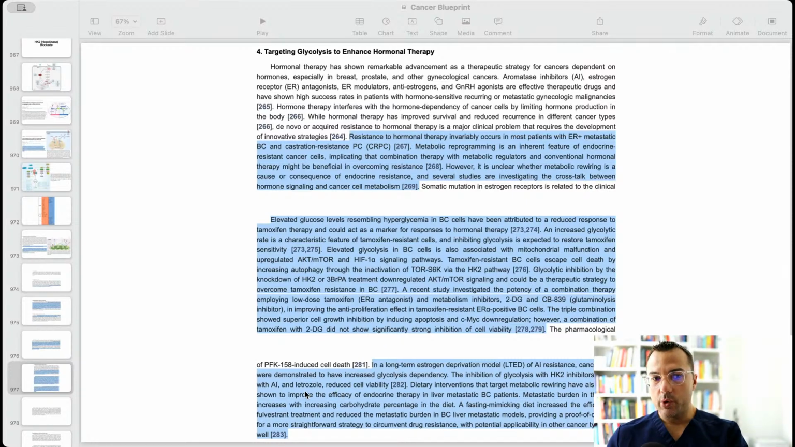However, when they were using letrozole, they didn't use an inhibitor of just one part of the story. They didn't just look at hexokinase inhibition. They looked at restricting glucose in general, using a fasting mimicking diet or a low carbohydrate diet with letrozole. First of all, it lowered the metastatic burden in the liver, and it unlocked resistance to the aromatase inhibitors.